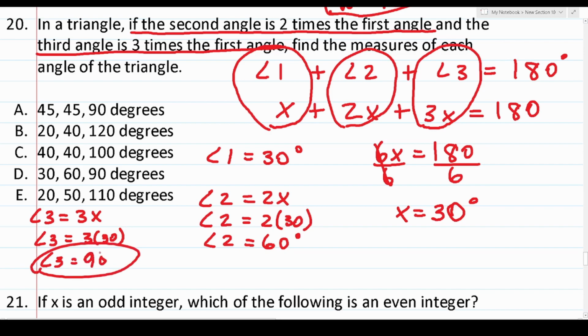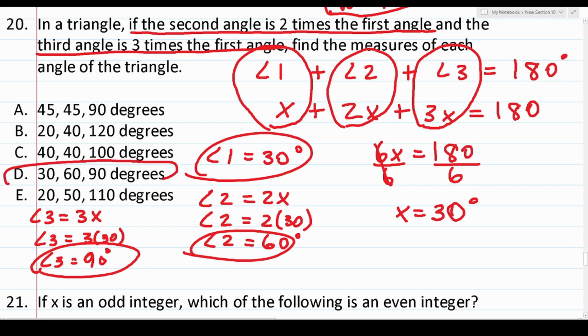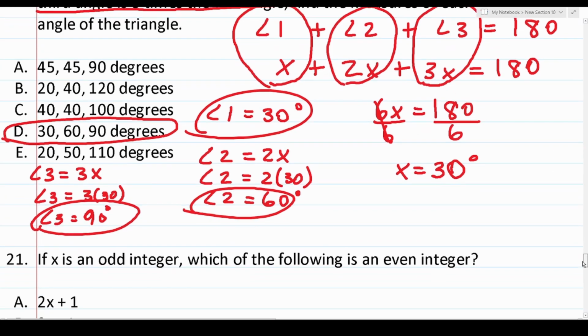So now we have all the measures of the angles of this triangle, notably 30 degrees, 60 degrees, and 90 degrees, which is D. Okay, so again, the key to solving this one is knowing that all the angles inside a triangle add up to 180 degrees, and then you can use some basic algebra to solve this one.